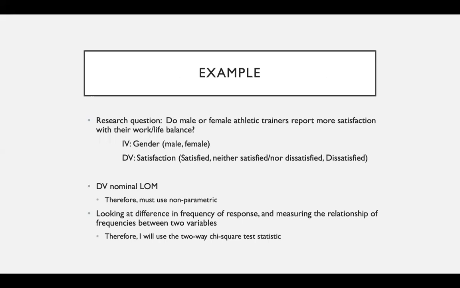So an example research question might be, do male or female athletic trainers report more satisfaction with their work-life balance? With the independent variable here being gender, male or female, and the dependent variable being satisfaction, put into three categories, three choices of satisfied, neither satisfied nor dissatisfied, and dissatisfied with their work-life balance.